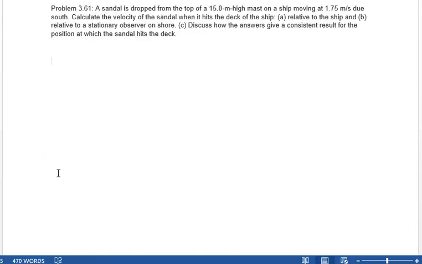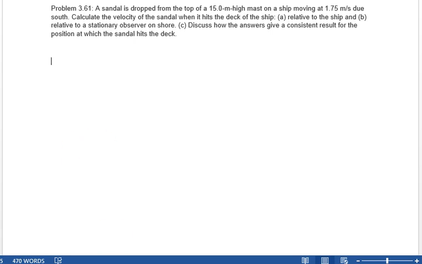Alright, Chapter 3, Problem 61. A sandal is dropped from the top of a 15 meter high mast, ship moving at 1.75 meters per second, due south. Calculate the velocity of the sandal when it hits the deck of the ship, A, relative to the ship, and B, relative to the stationary observer on the shore.